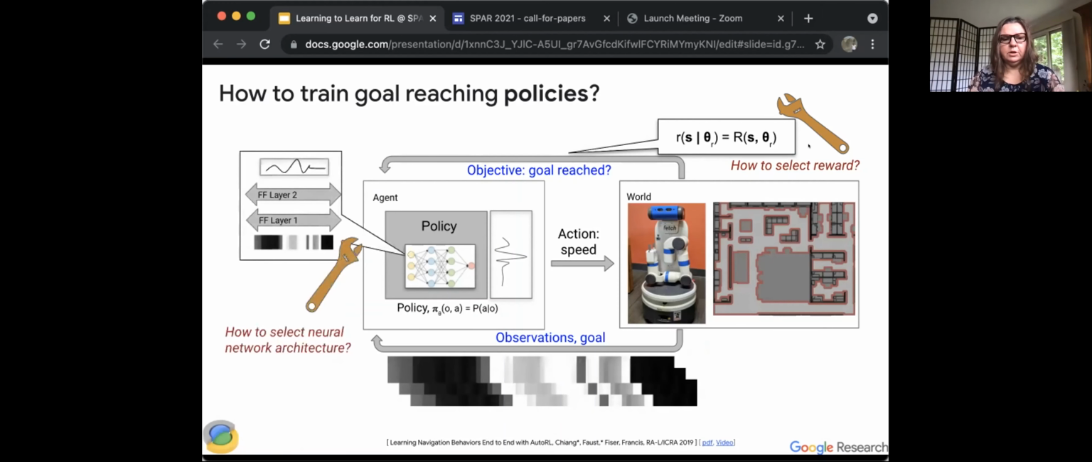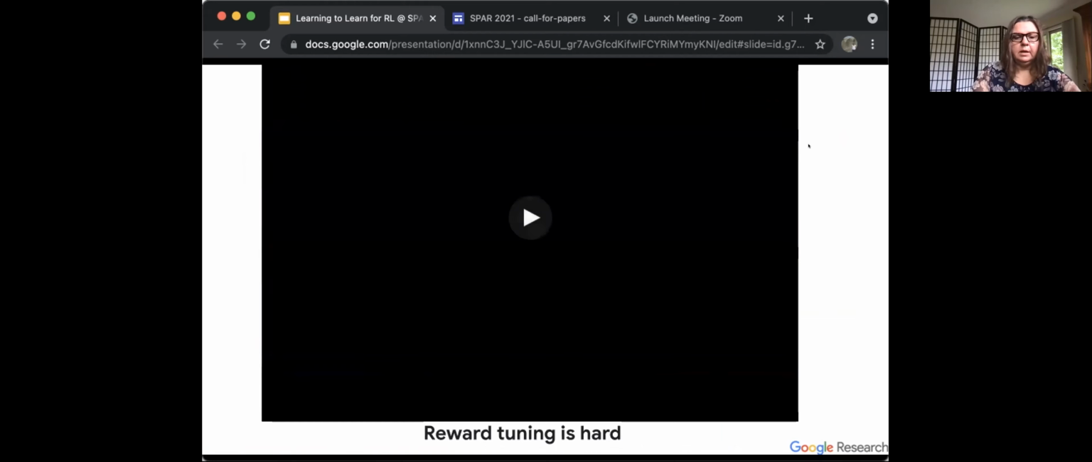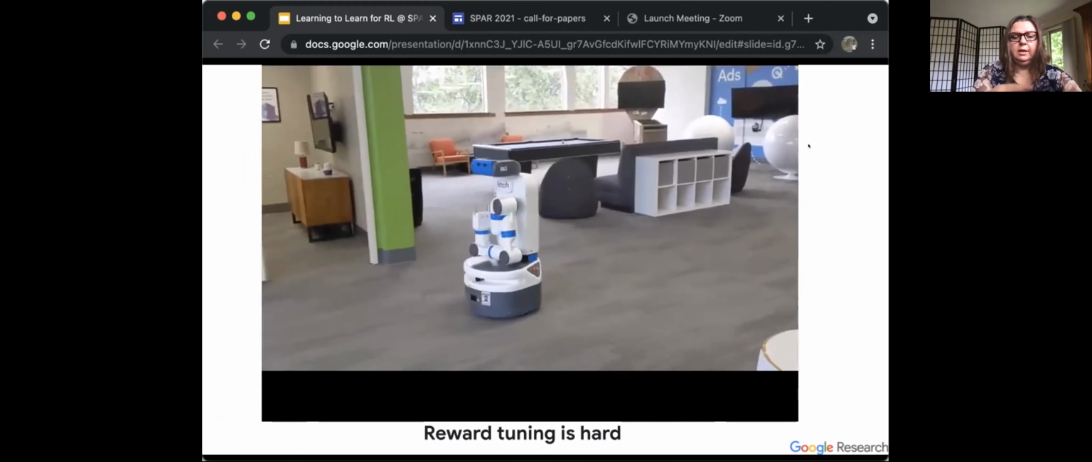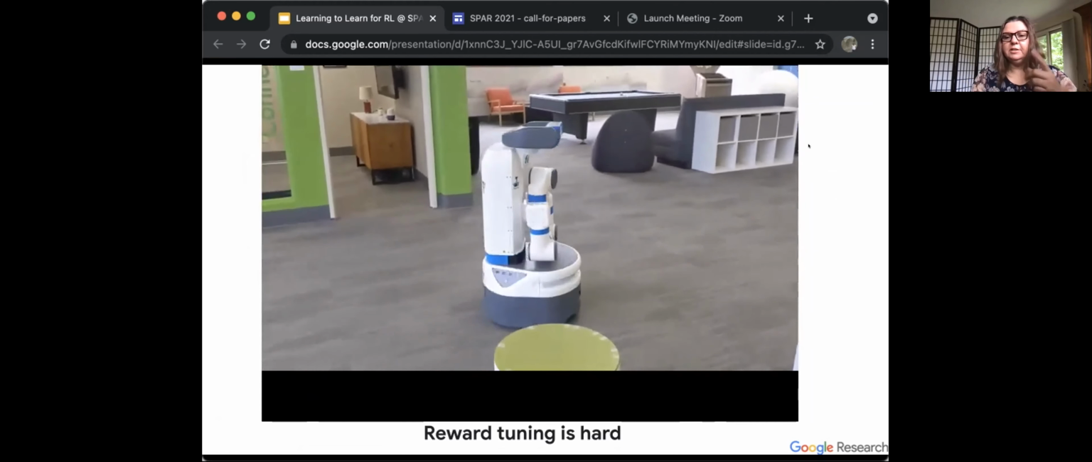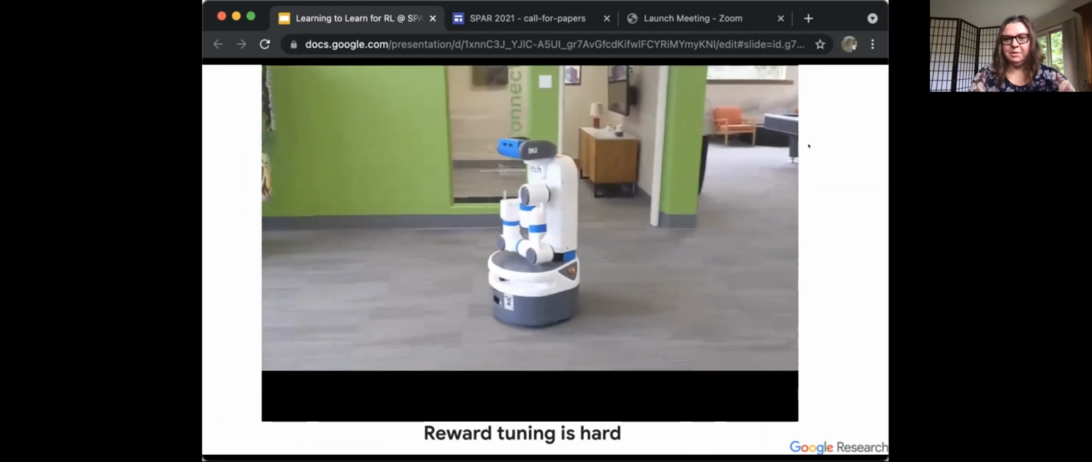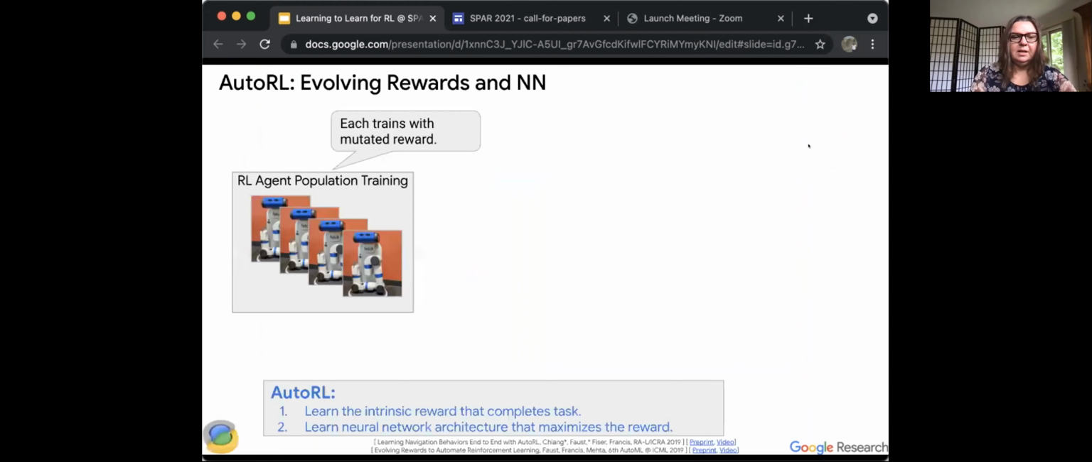The second question is also which architecture to choose. In this case, we're just doing a simple choice of how many layers and how wide they are. These are hyperparameters really to the problem, these two weights. Just to give you an example, this is a trained agent that's using a different reward, and you see how the robot is swirling around. That is a suboptimal reward. So how do we approach this?